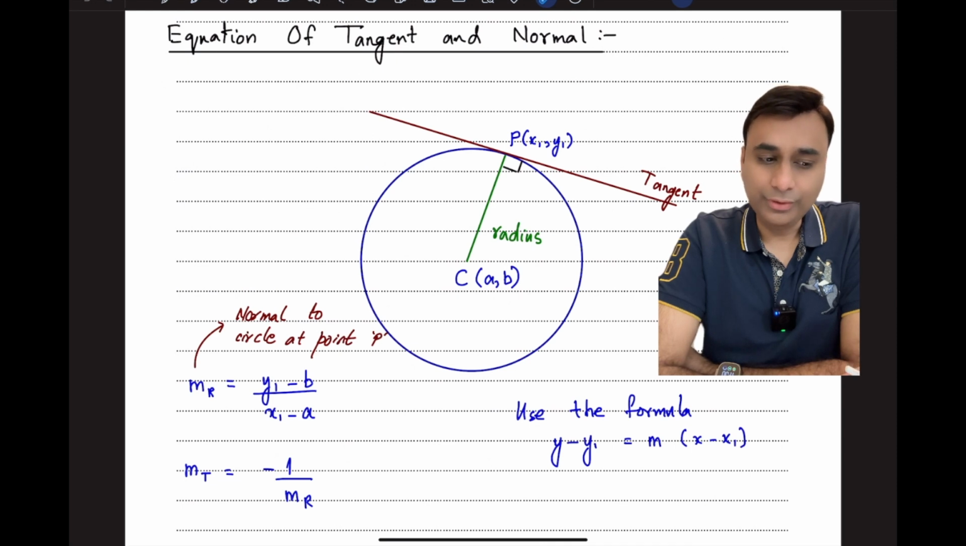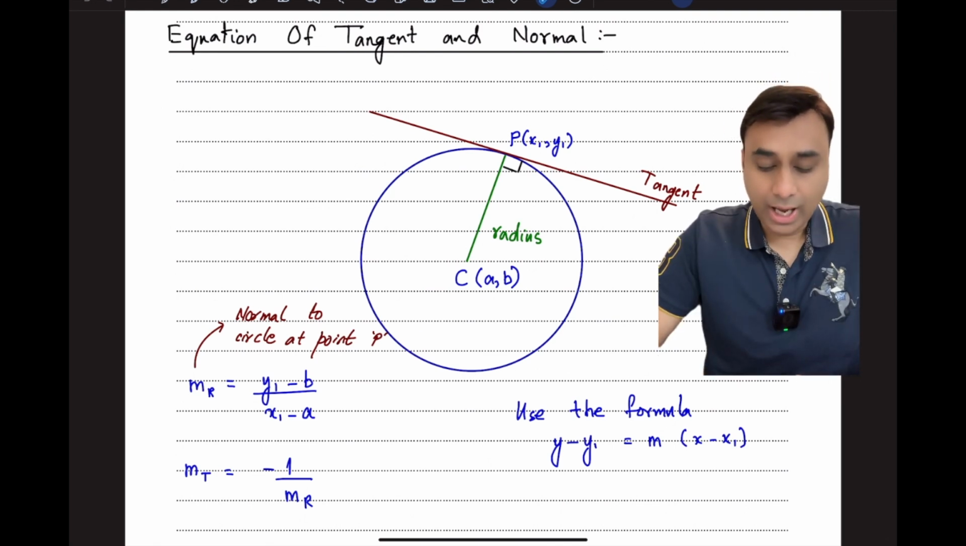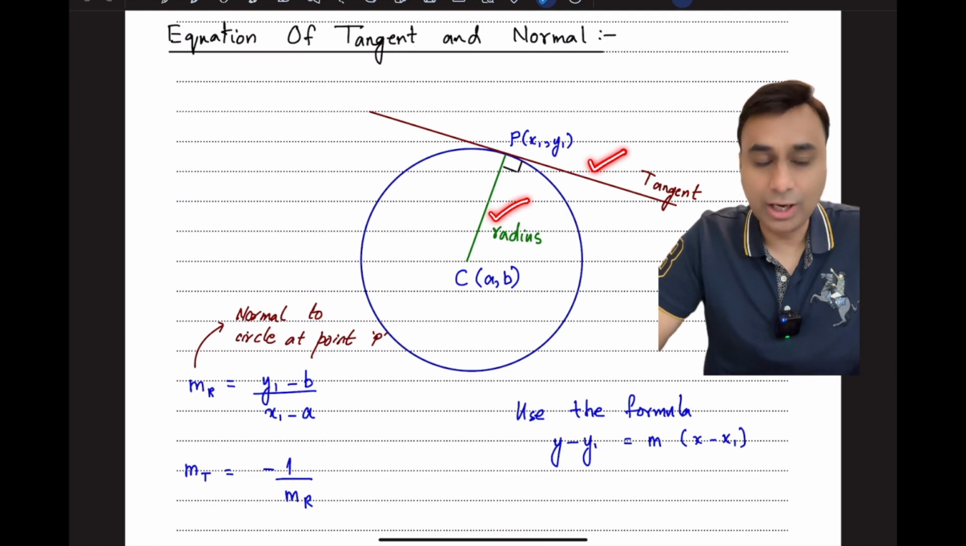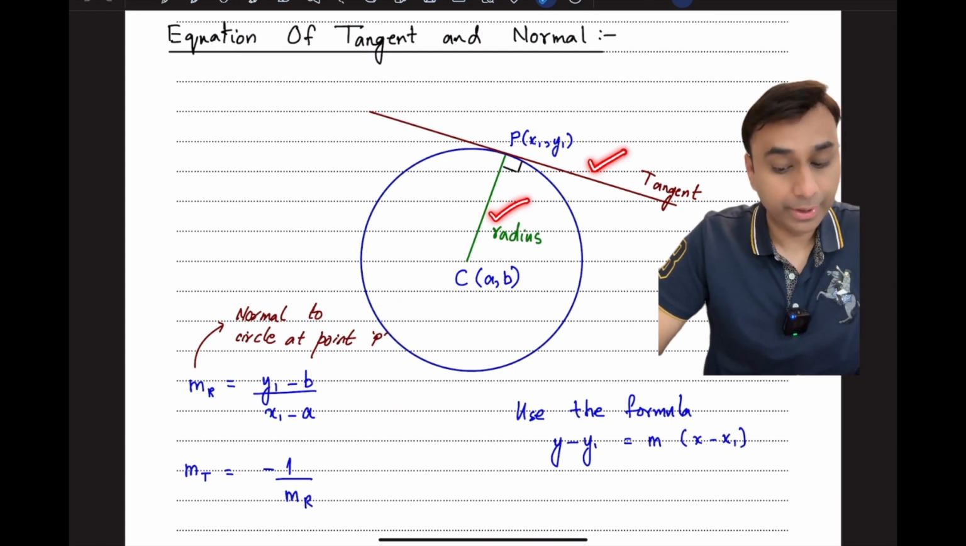In this video, we will discuss questions which are related to the equation of tangents and radius of the circle. For that, we need to identify the fact that the radius and the tangent drawn to the circle are always supposed to be perpendicular to each other. So, radius and tangent would always be perpendicular.